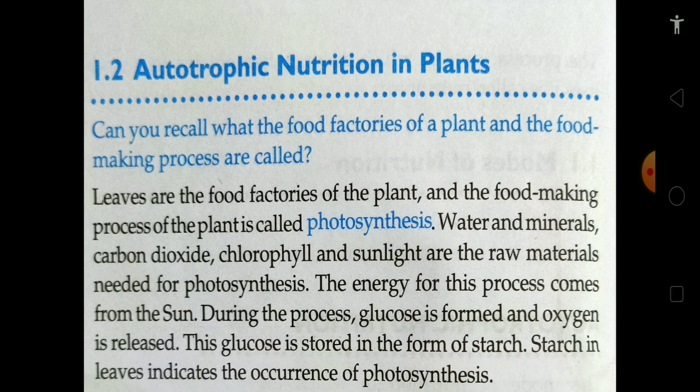The energy for this process comes from the sun. During the process, glucose is formed and oxygen is released. This glucose is stored in the form of starch, and starch in the leaves indicates the occurrence of photosynthesis. So autotrophic nutrition in plants means during the photosynthesis process, plant leaves make their own food with the help of carbon dioxide, chlorophyll, water, minerals and sunlight, and then convert this raw material into glucose and oxygen.